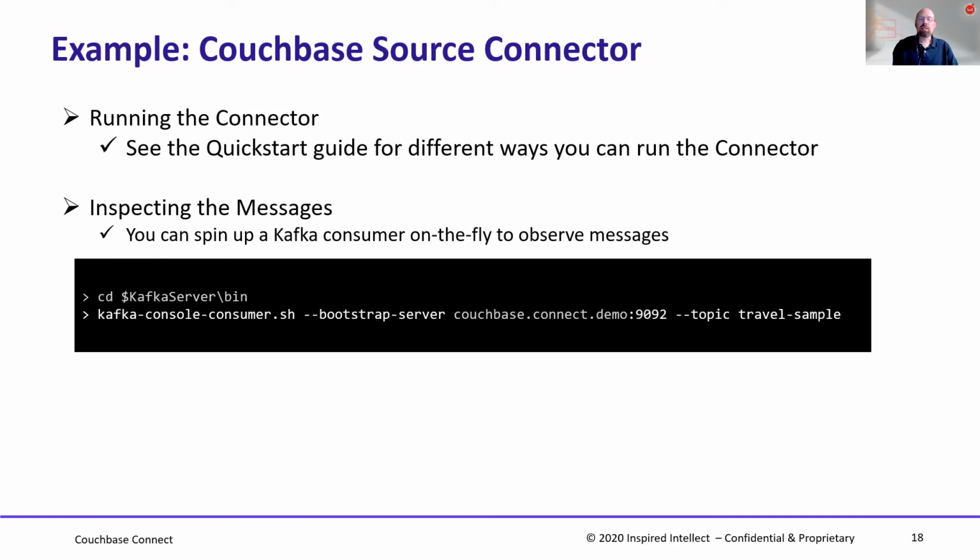Once the connector is running, if you don't have a consumer at the ready, you can spin one up simply enough. Spin up a Kafka consumer on the fly and begin observing messages. You can just run this command to start a Kafka console consumer on the travel topic and let it fly.